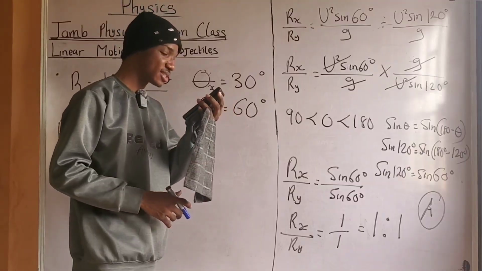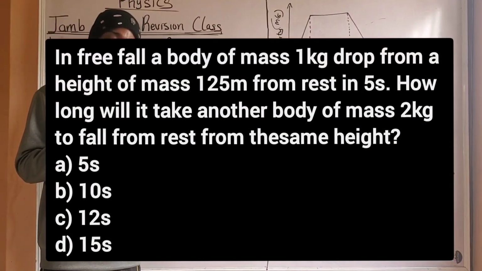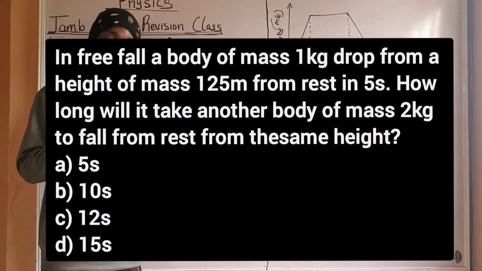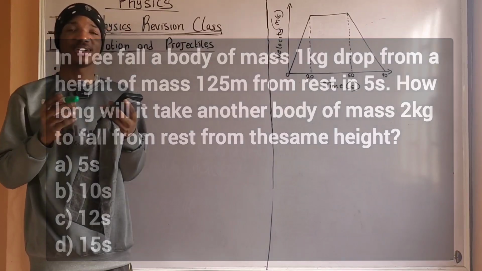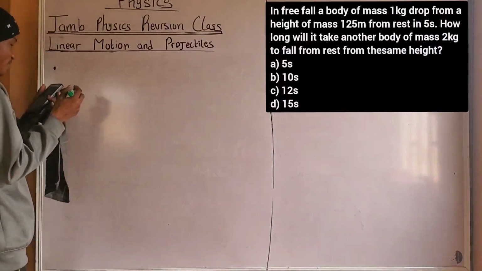Let us proceed to the next question. In free fall, a body of mass 1 kilogram drops from a height of 125 meters from rest in 5 seconds. How long will it take another body of mass 2 kilograms to fall from rest from the same height? They are comparing two scenarios. In this question, we are comparing two scenarios.